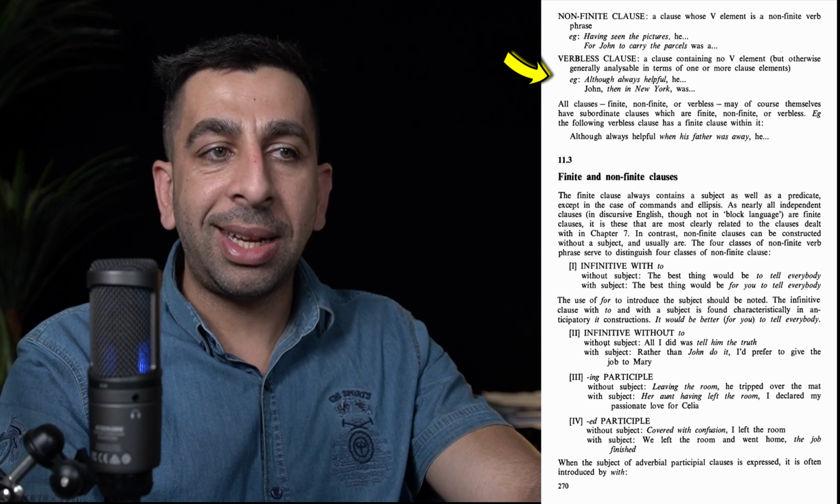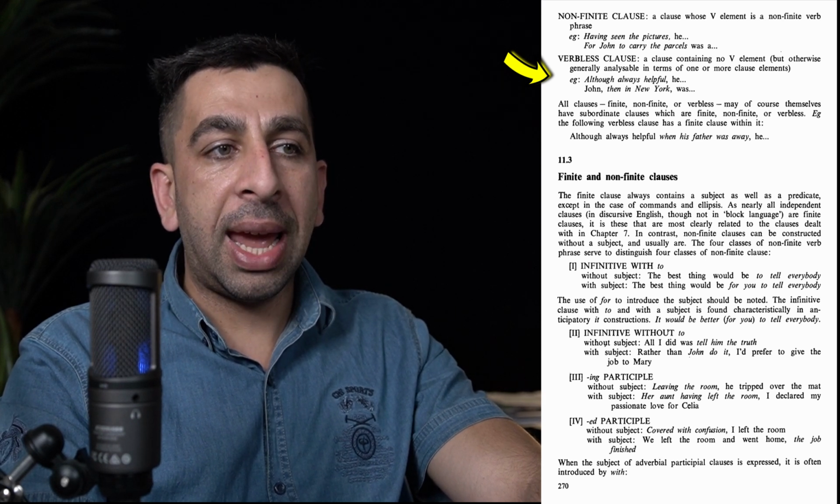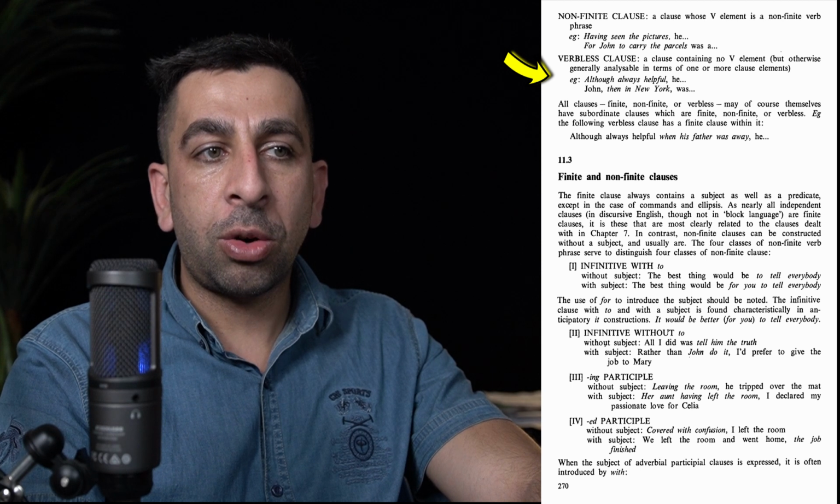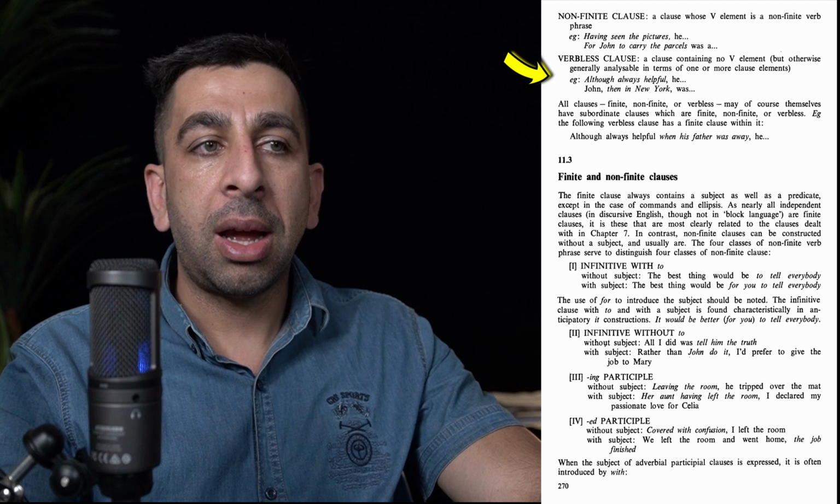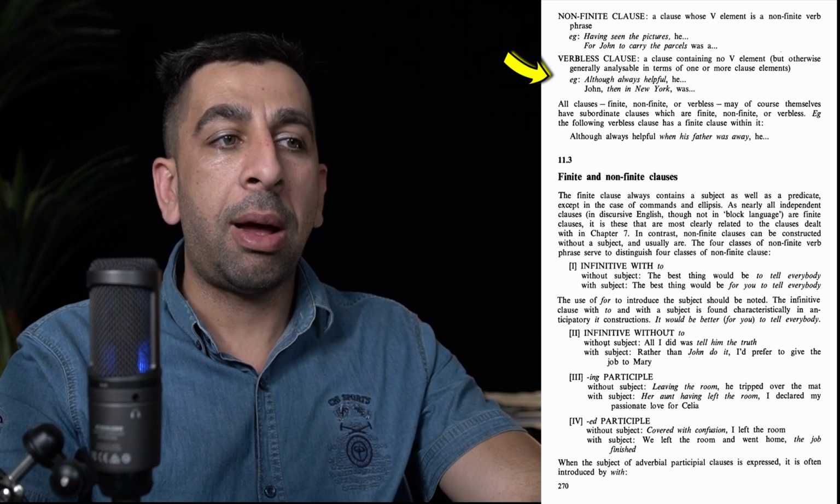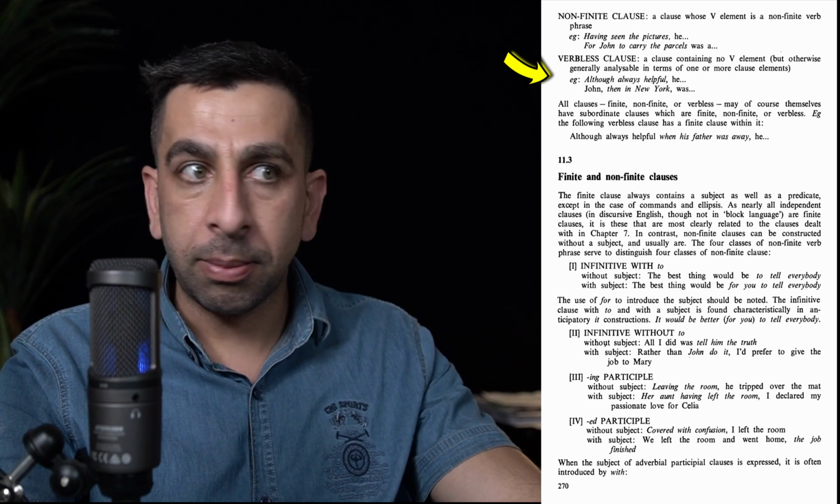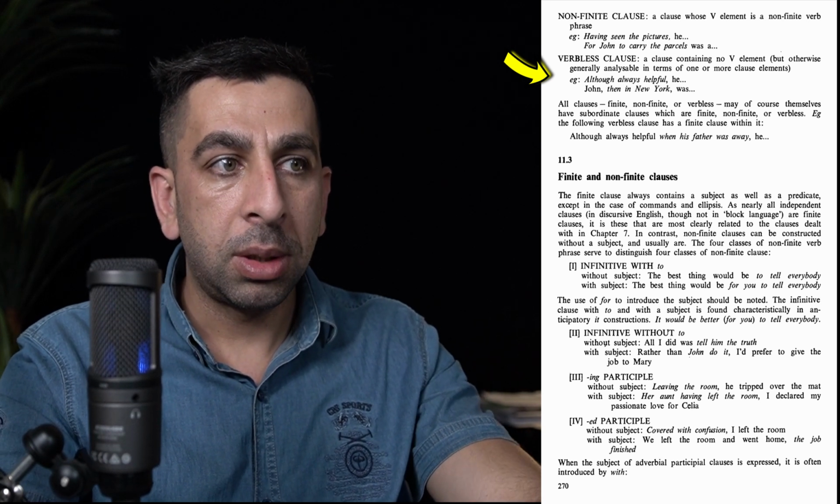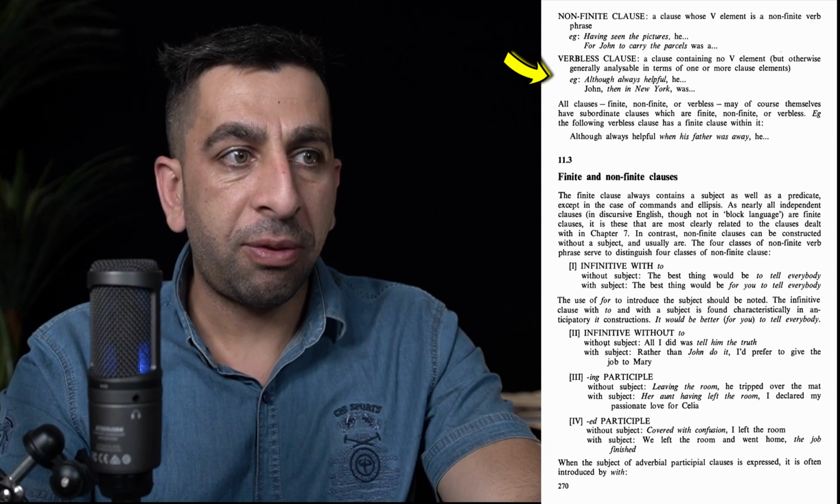فعندك مثلا a clause containing no verb element but otherwise generally analyzable in terms of one or more clause elements. بس يمكن تحليلها ضمن نطاق عبارة أو عناصر عباراتية أخرى. مثلا although always helpful تلاحظ ماكو verb. Although always helpful he John then in New York was. فهذه then in New York prepositional phrase ما بيها tense.